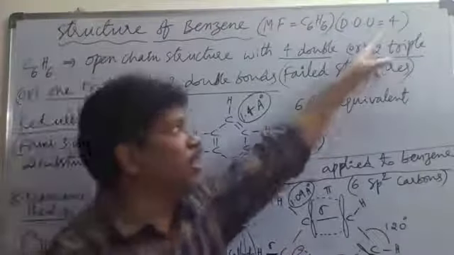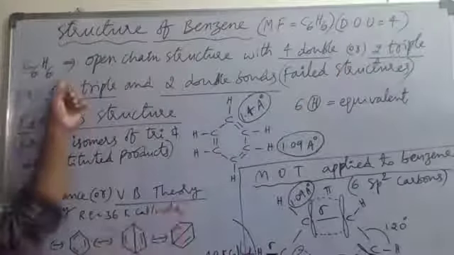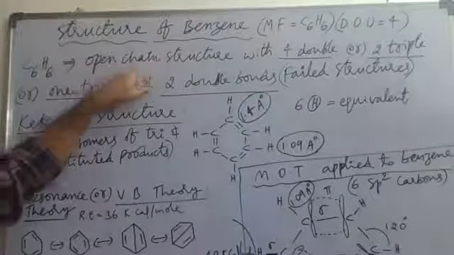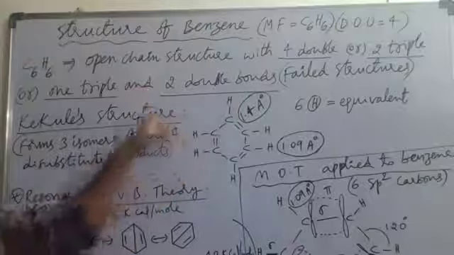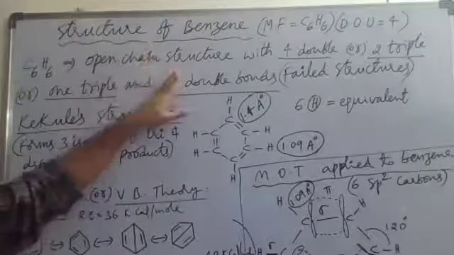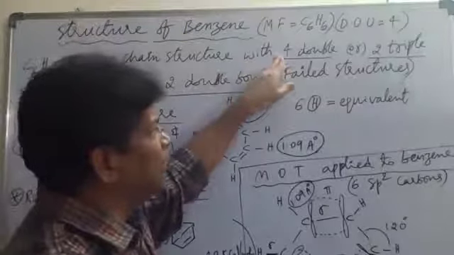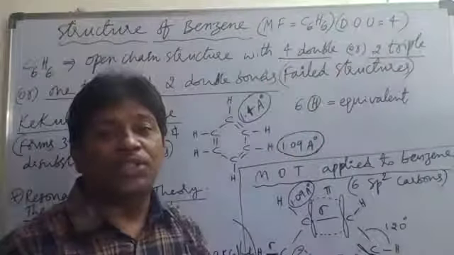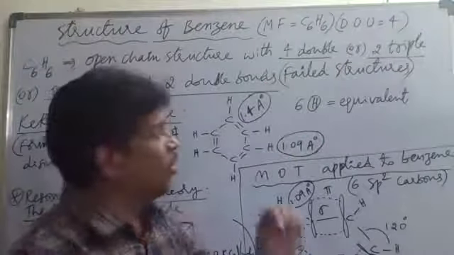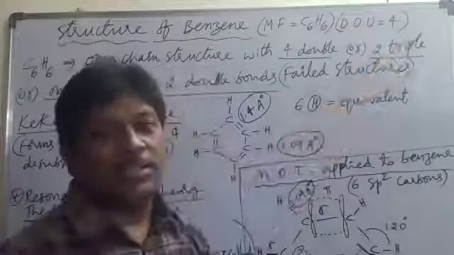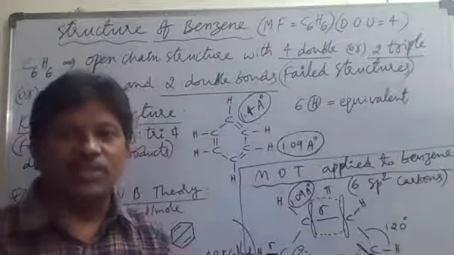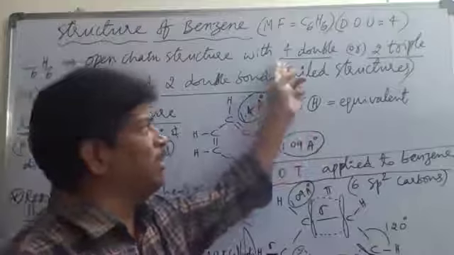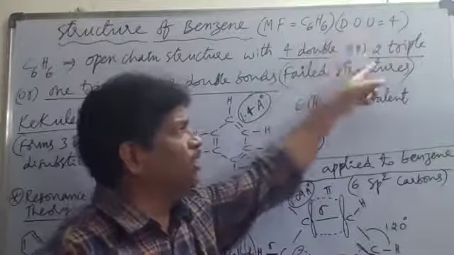Degree of unsaturation 4. Degree of unsaturation 4 means that if C6H6 benzene is imagined to have an open chain structure, it should have 4 double bonds. Degree of unsaturation 4 indicates that 4 double bonds should be present in an open chain with C6H6, or 2 triple bonds may be present in the open chain structure of benzene.